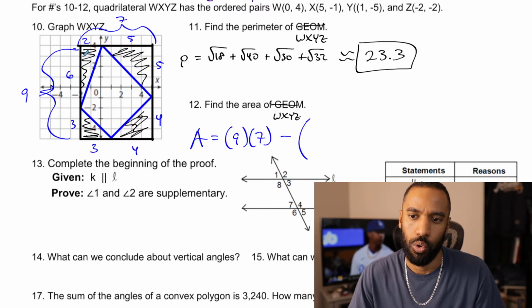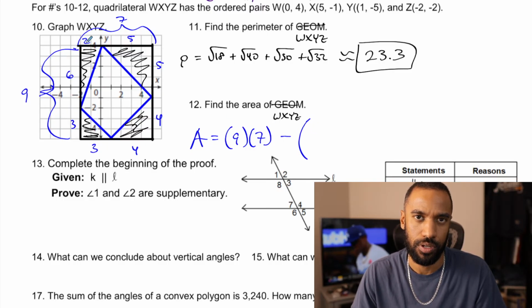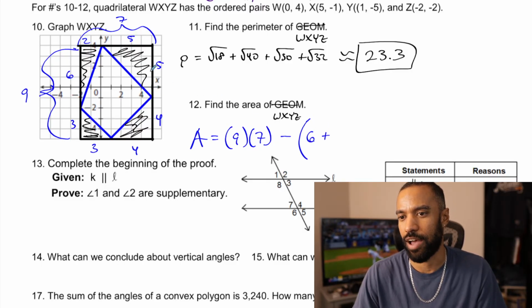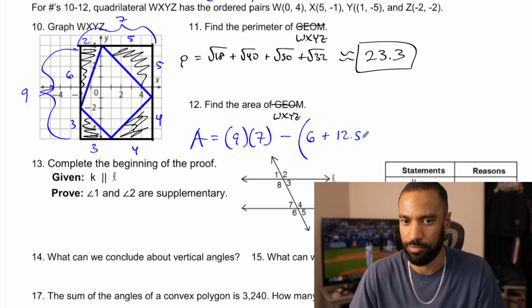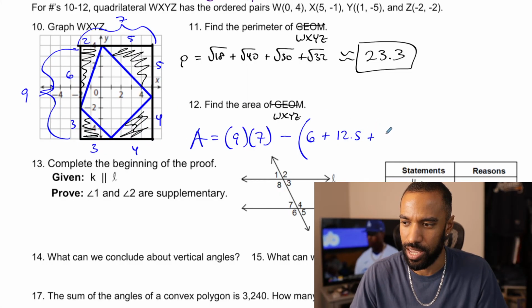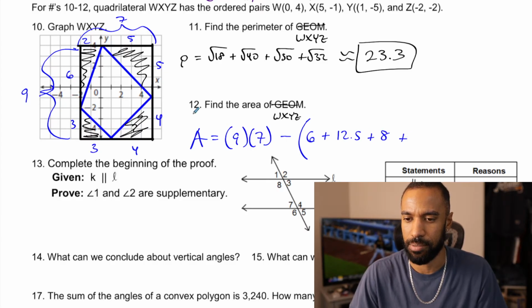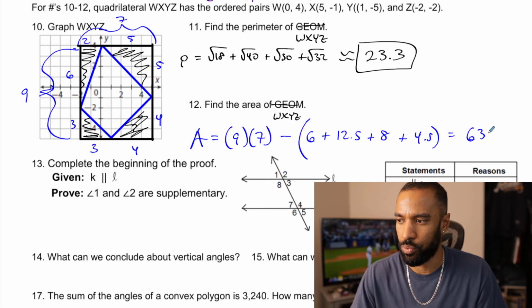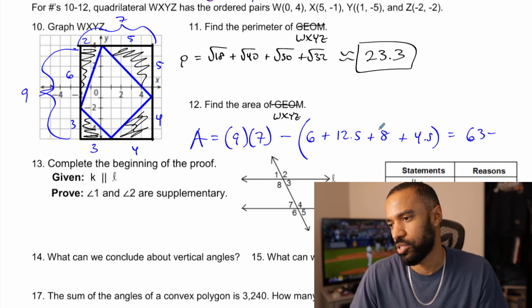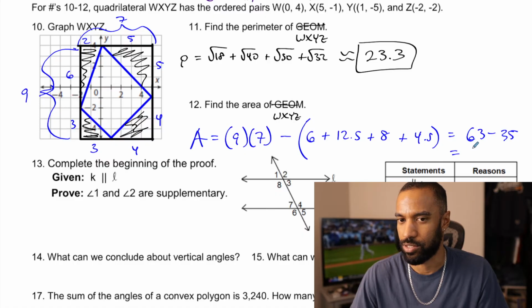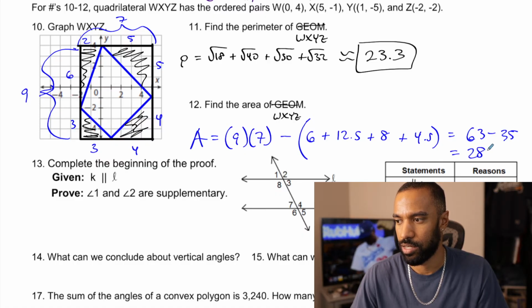We're going to have to do 1/2 of 6 times 2. Half of 12 is 6. Plus 1/2 of 5 times 5. 1/2 of 25 is 12.5. Plus half of 4 times 4. Half of 16 is 8. Plus half of 3 times 3. Half of 9 is 4.5. So we're going to do 63 minus 6 plus 8 is 14. 12.5 plus 4.5 is 17. And that's 35. So that's 28.